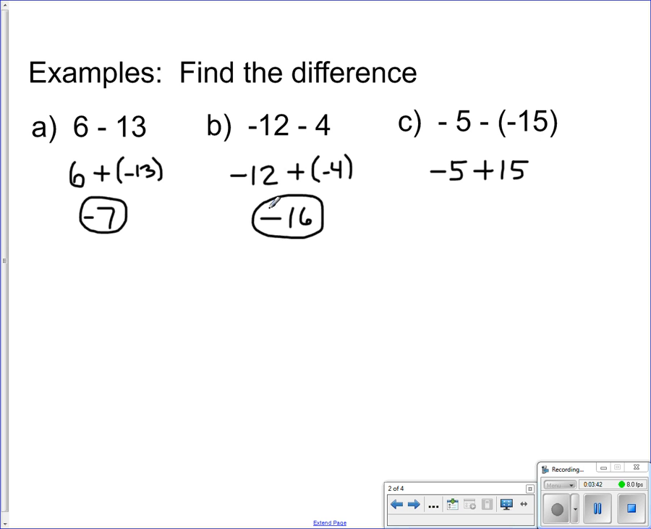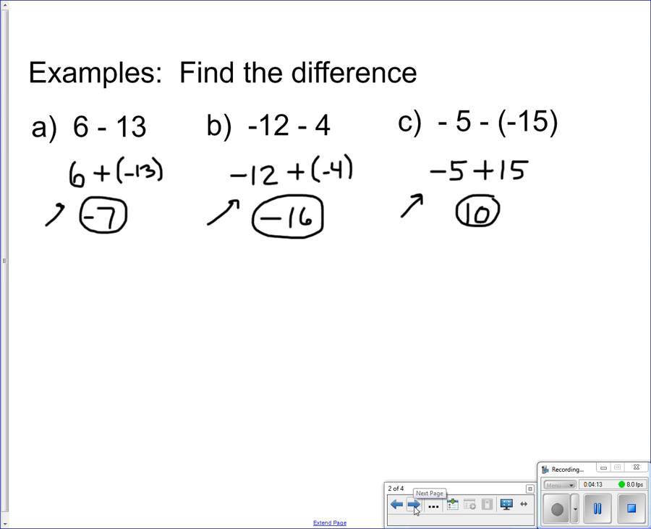That's my new problem. By the way, you will need to show this step in all of your subtraction problems up through the test. Okay, so make sure on any subtraction problem, you have to show the changing it to addition step. Okay, back to our negative 5 plus 15. They're different signs, so I subtract them. 15 minus 5 is 10. 15 is greater than 5. 15 is positive. So my answer is positive. Okay, and that is how I do subtraction.